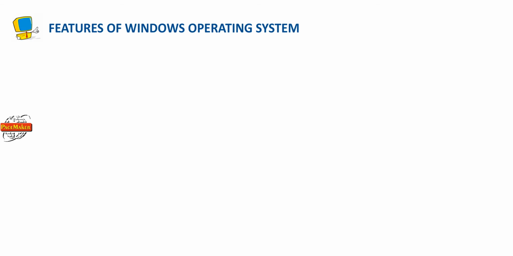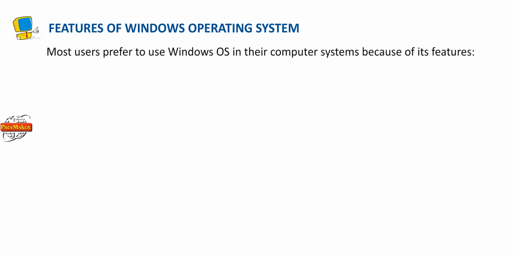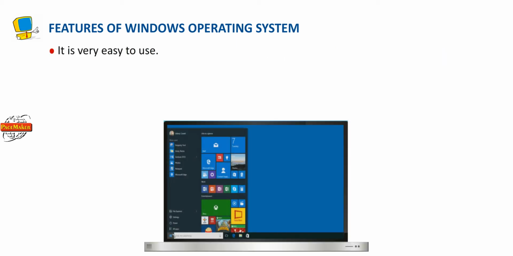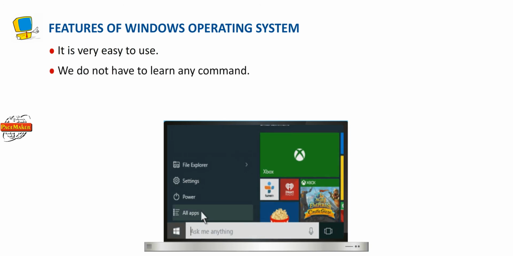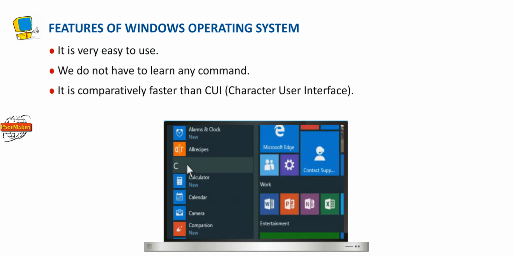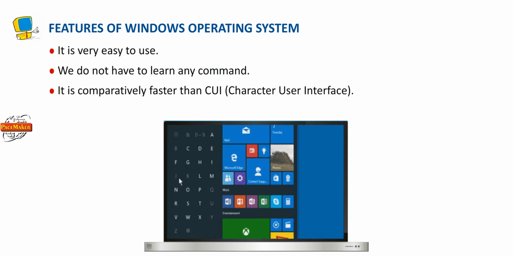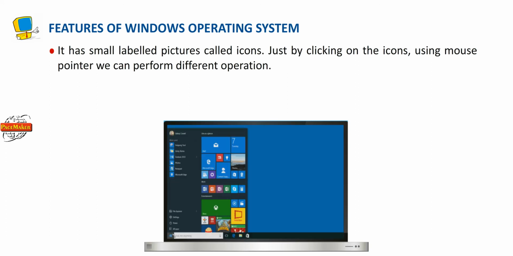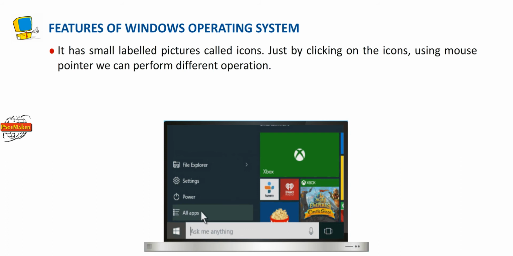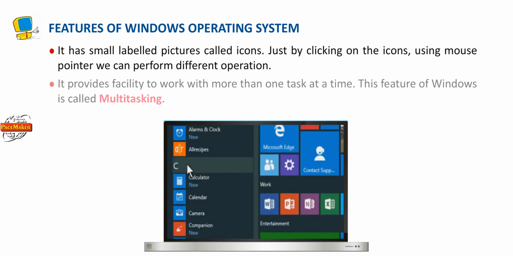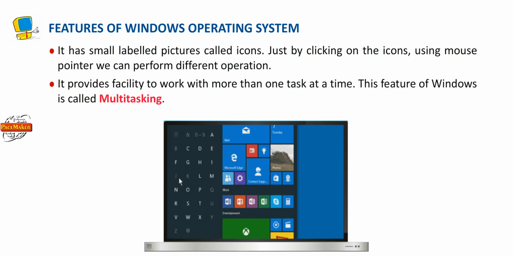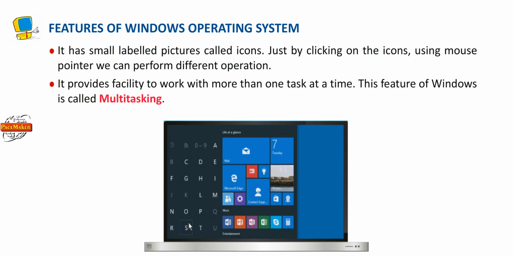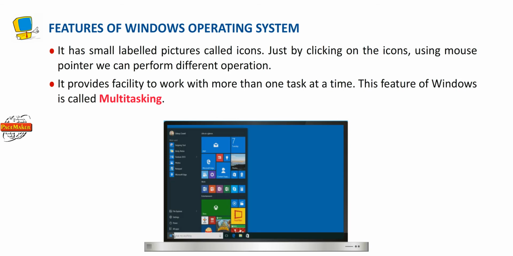Features of Windows Operating System. Most users prefer to use Windows OS in their computer systems because of its features. It is very easy to use. We do not have to learn any command. It is comparatively faster than CUI, Character User Interface. It has small labeled pictures called icons, and just by clicking on them using your mouse pointer, we can perform different operations. It provides facility to work with more than one task at a time, and this feature of Windows is called multitasking.